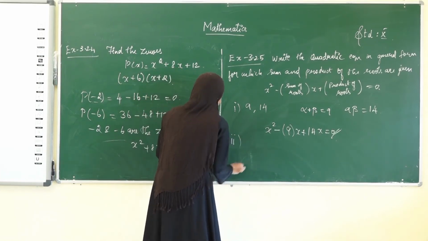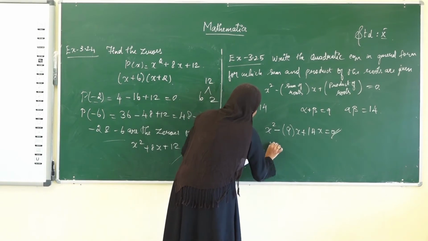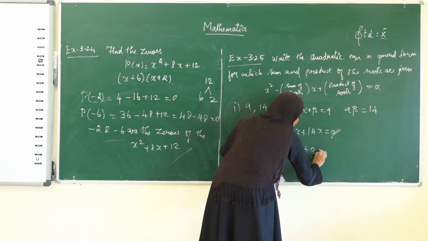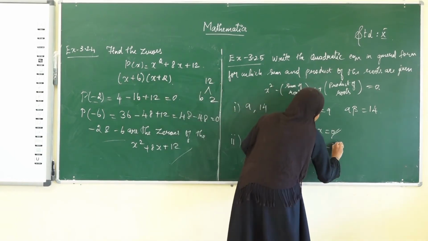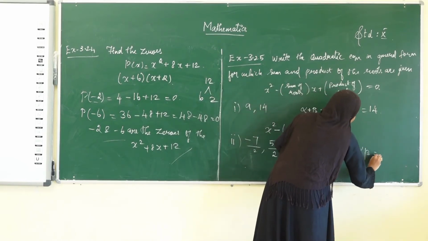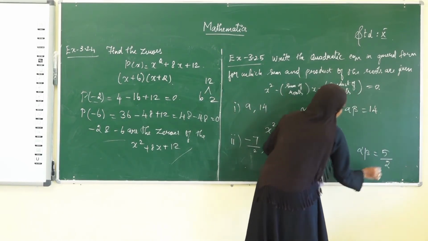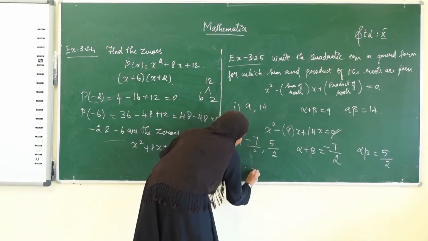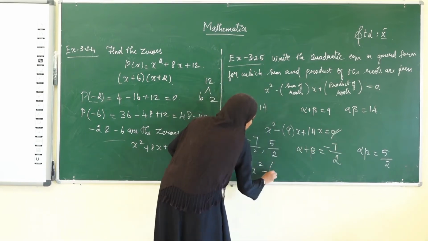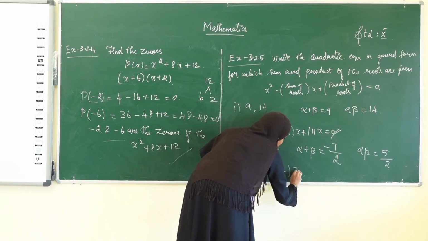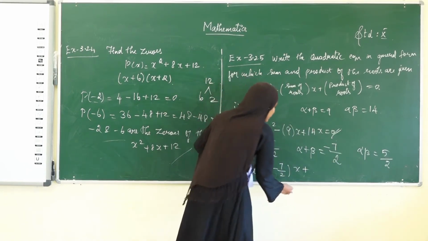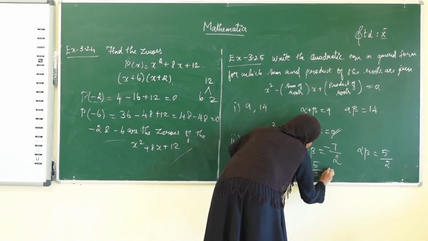And the second subdivision is minus 7 divided by 2, 5 divided by 2. Here, what's alpha plus beta? Sum of the roots is equal to minus 7 divided by 2, and the product of the roots alpha into beta is 5 divided by 2. We are going to form this equation, that is x squared minus sum of the roots, minus 7 by 2, into x plus product of the roots alpha beta, whose value is 5 divided by 2, which is equal to 0.